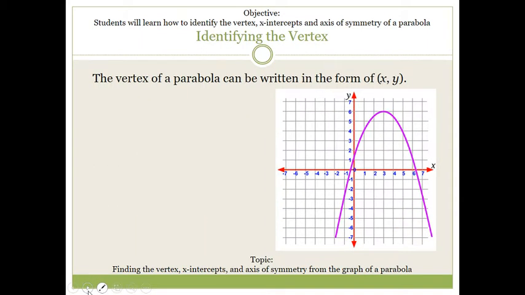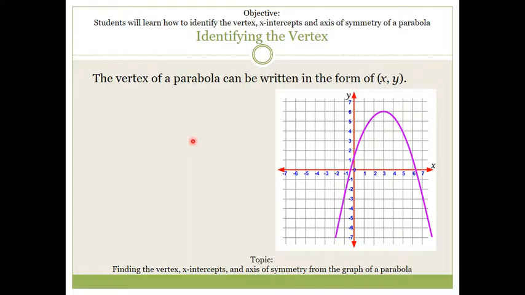Let's try another one. In this case, I want you to identify the vertex. Remember, the vertex is the point at which the parabola turns. It's either the highest point or the lowest point. And since we have a coordinate plane, we write a point as an ordered pair in the form x comma y. So we want to list the x coordinate and then the y coordinate.